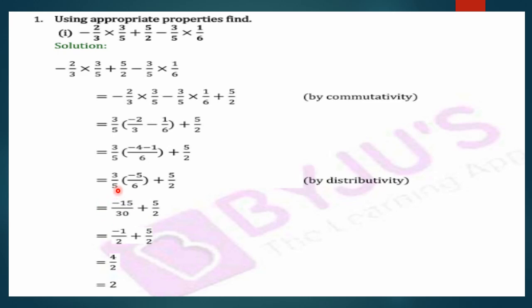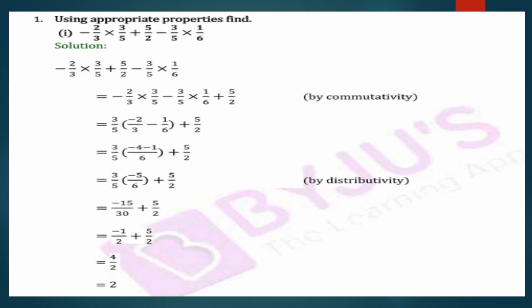In the next step we do the multiplication, that is 3 into minus 5 becomes minus 15 upon 5 into 6, that is 30. So minus 15 upon 30 plus 5 by 2. In the next step, minus 15 upon 30 in the lowest form becomes minus 1 upon 2 plus 5 by 2. That becomes 4 upon 2 when you solve. Now 4 upon 2 becomes 2. So that is the answer for this question.